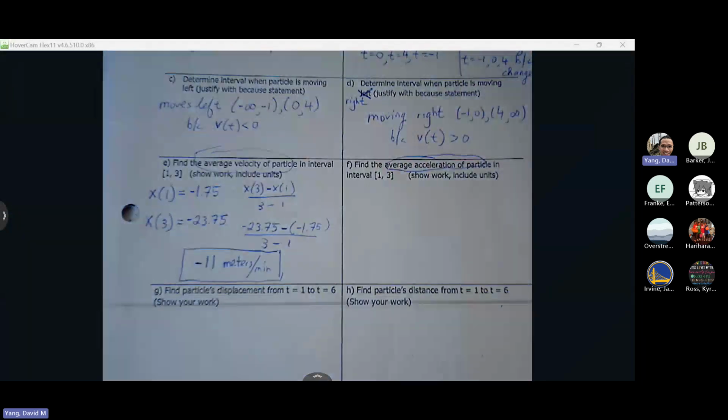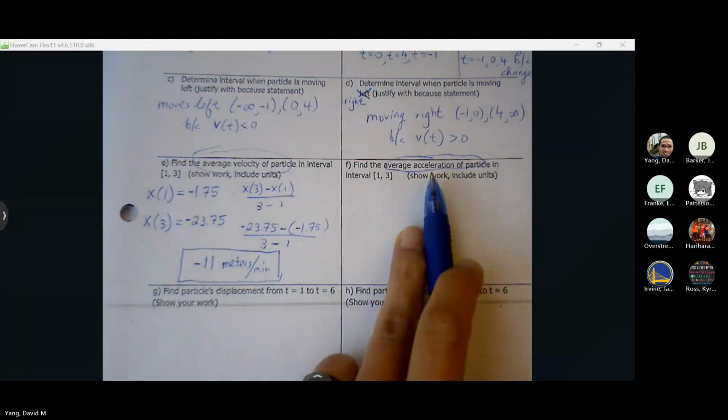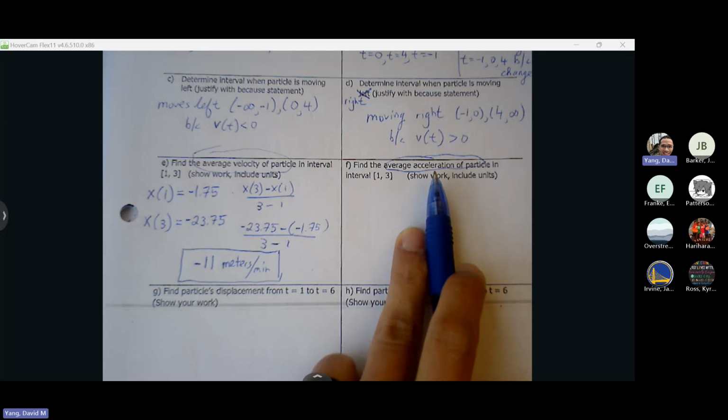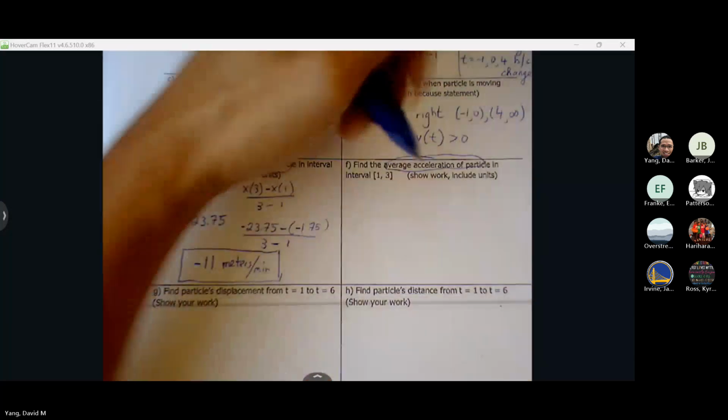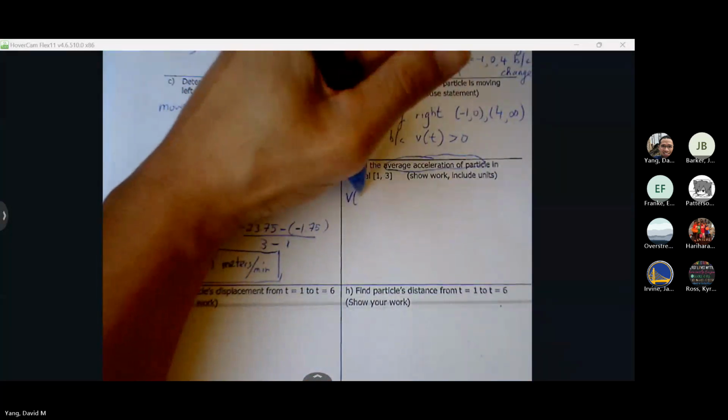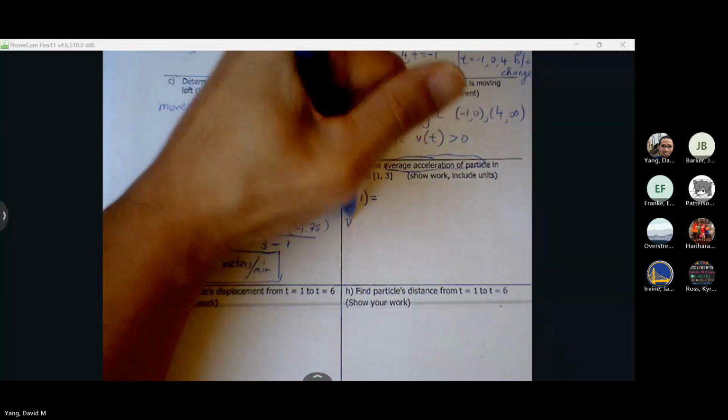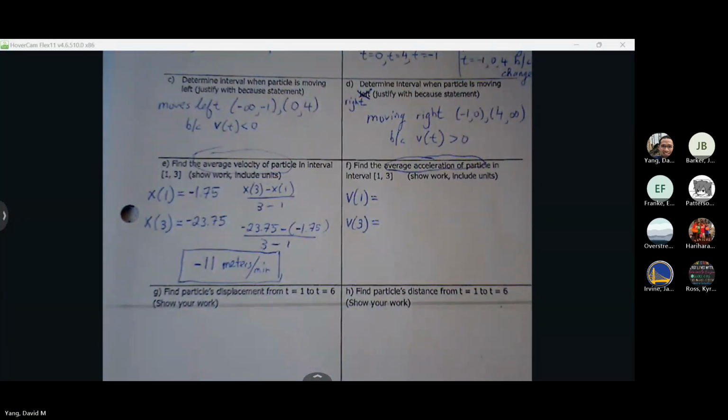Part F, find the average acceleration. What's the definition of average acceleration? Change in velocity over change in time. We don't touch acceleration. We use the function above it. So we need to find the velocity at 1 and 3 seconds. Sorry, minutes.